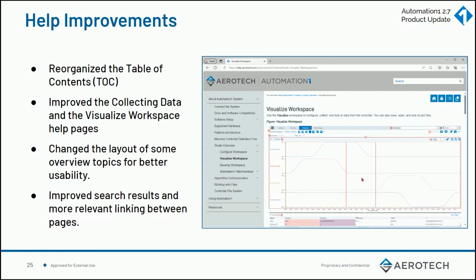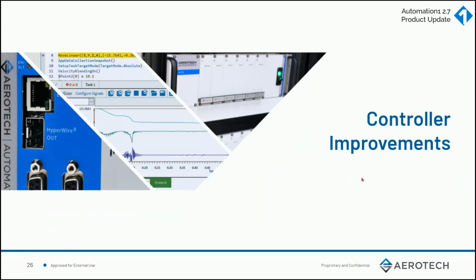As we get a little bit more maturity in the application, we can add screenshots and things with a lot of confidence that this is exactly what it's going to look like, because things are changing a little bit less rapidly than in the earlier versions of Automation1. So more screenshots and more digital content you can expect in the help files as we move on. We also changed the layout of some of the overview topics for better usability, and we improved search results and included more relevant linking between pages as well.